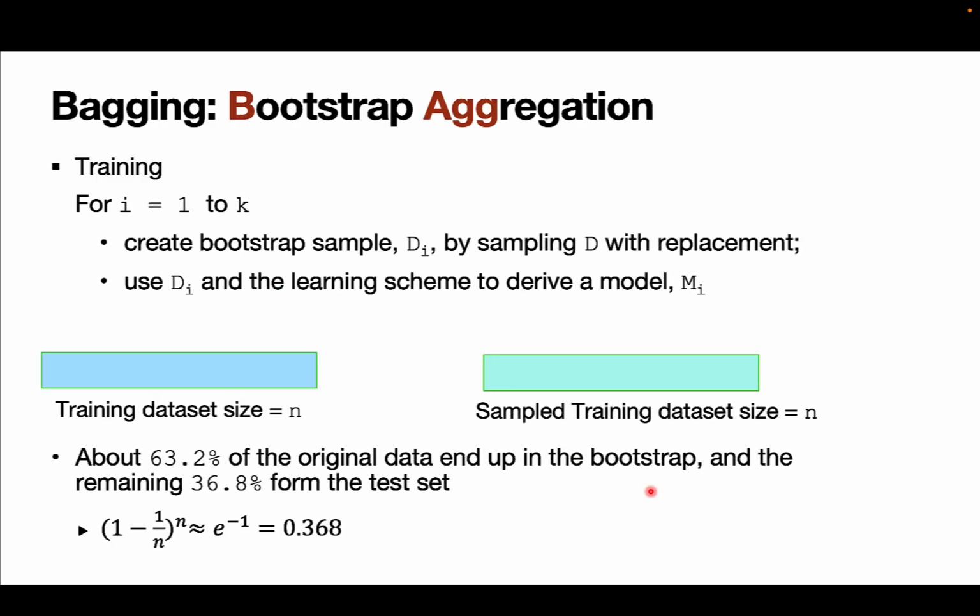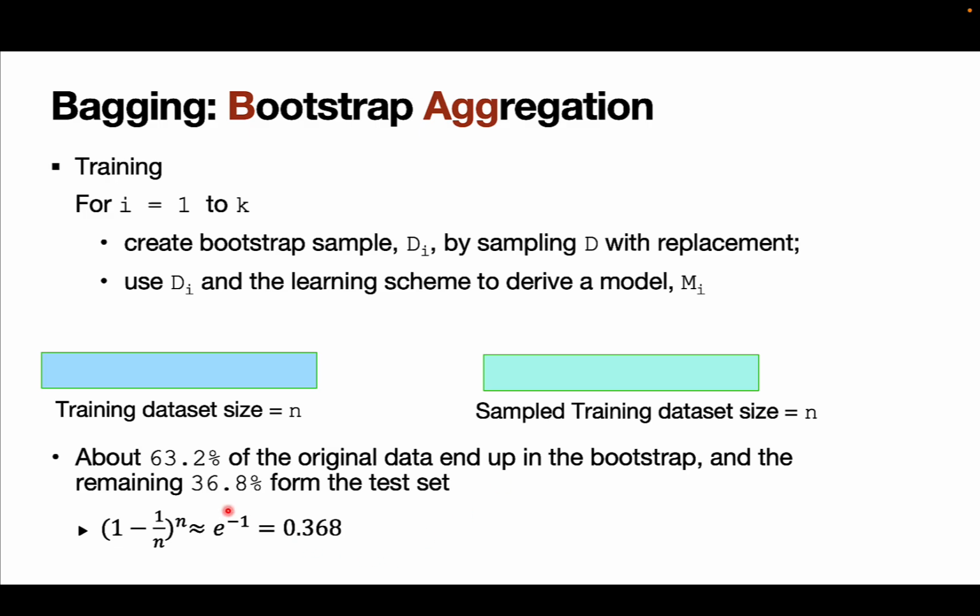Now back to bootstrapping. Suppose we have a data set of size n. We create a new sample by randomly selecting data points with replacement. In other words, when we pick a data point, we add it to the sample, but we put it back into the original data set. As a result, some data points may appear multiple times, while others may not be selected at all.